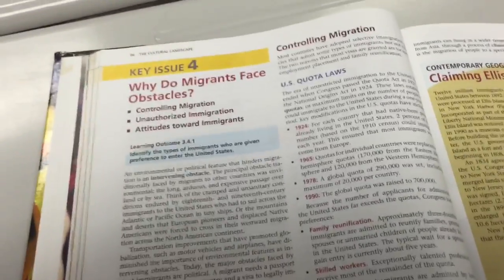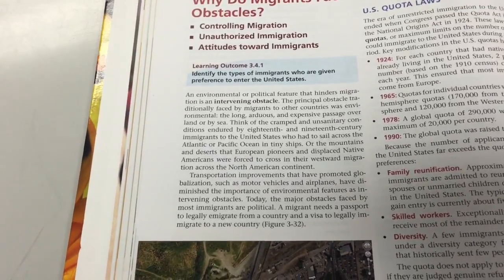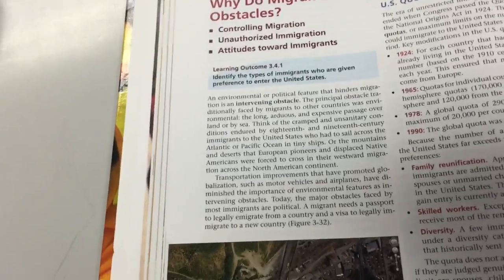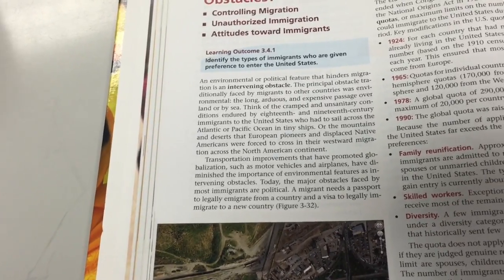All right, guys, talking about key issue 4 of chapter 3 today, why do migrants face obstacles? The first thing that we're going to look at is what's called an intervening obstacle. This is basically anything that prevents someone from being able to migrate. Now, typically this is going to be environmental, just simply because you have to travel such a long distance. Most people aren't capable of doing it.